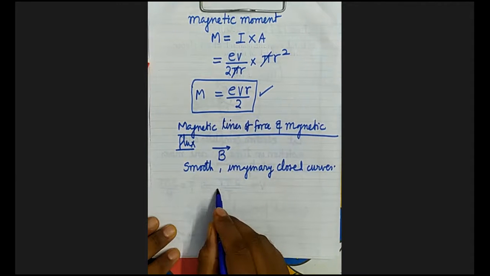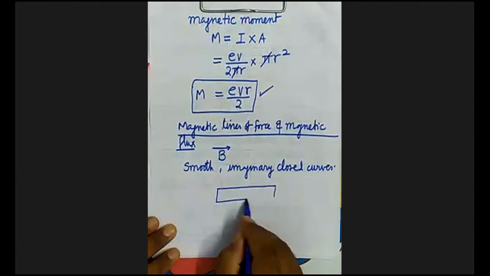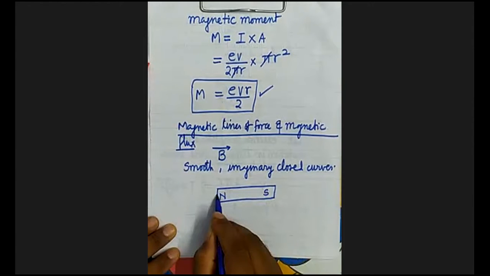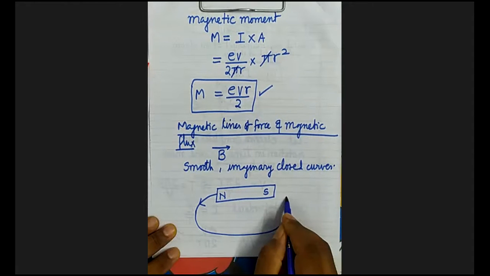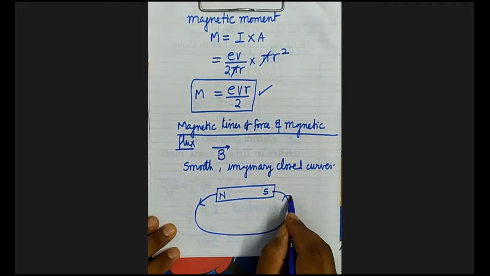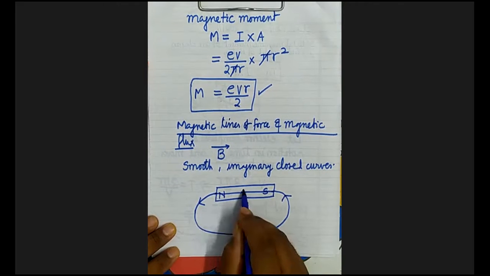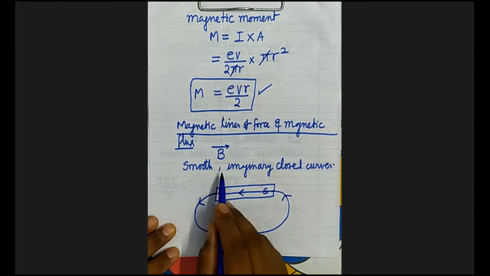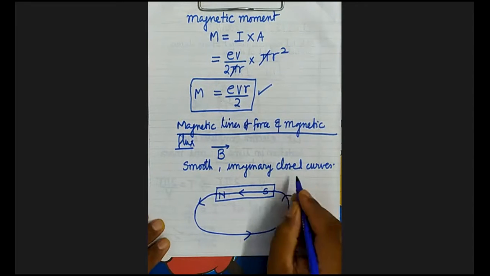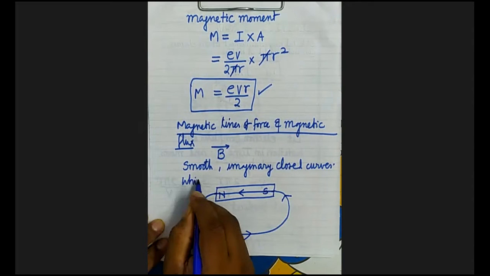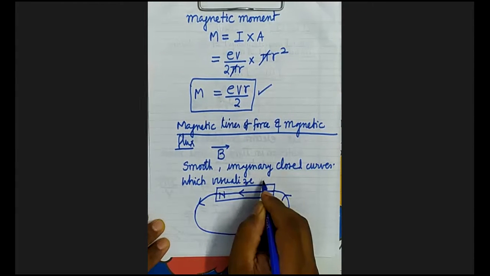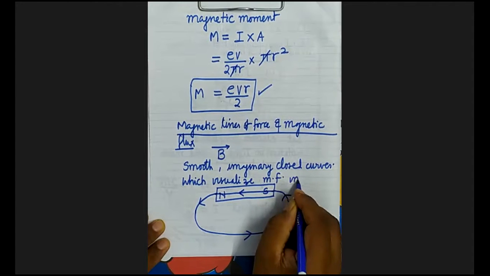Magnetic lines of force do not have any free end. In a magnet, they come out from the north pole, travel outside the magnet and enter the south pole. Within the magnet, these lines of force run from south to north. So magnetic lines of force are smooth imaginary closed curves which visualize the magnetic field in a region.